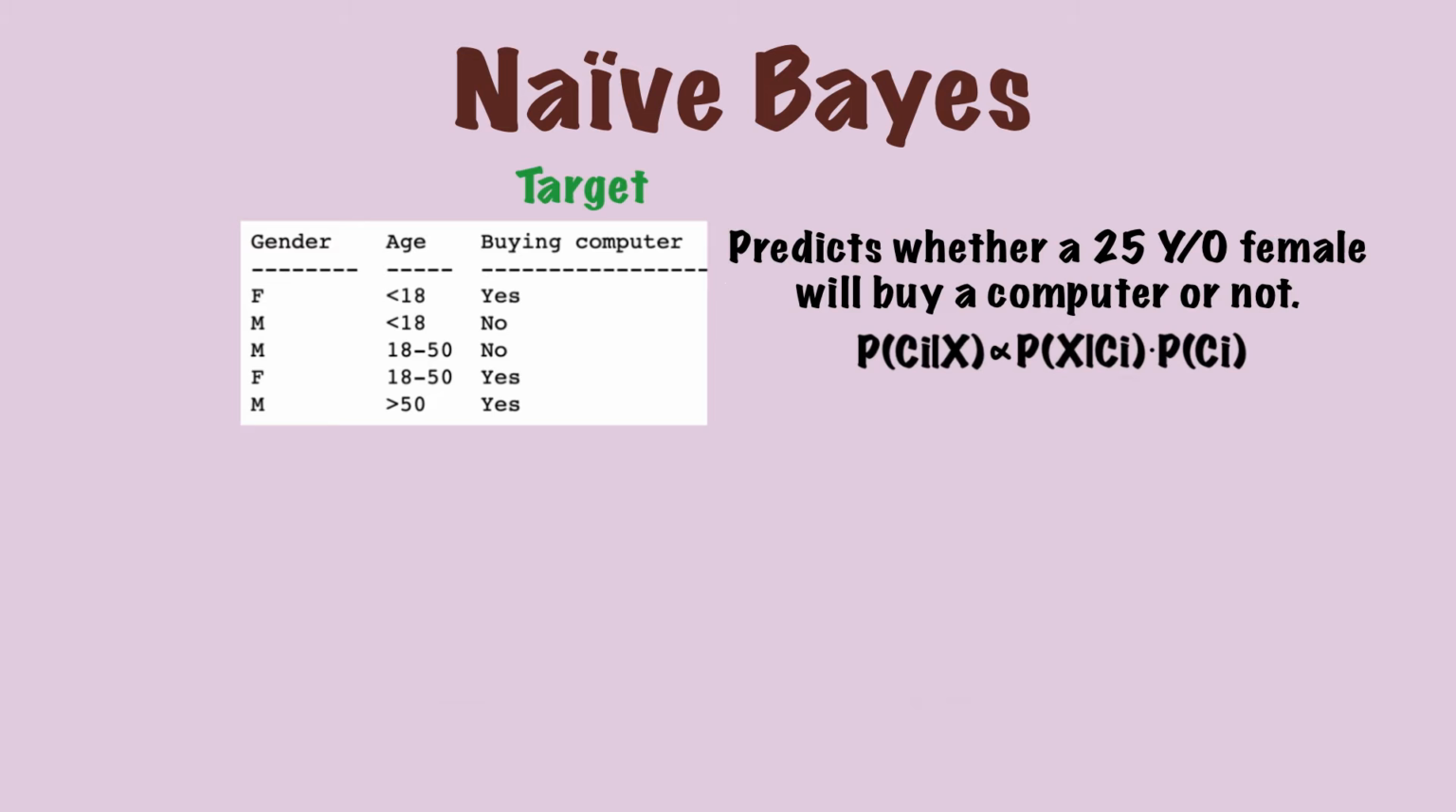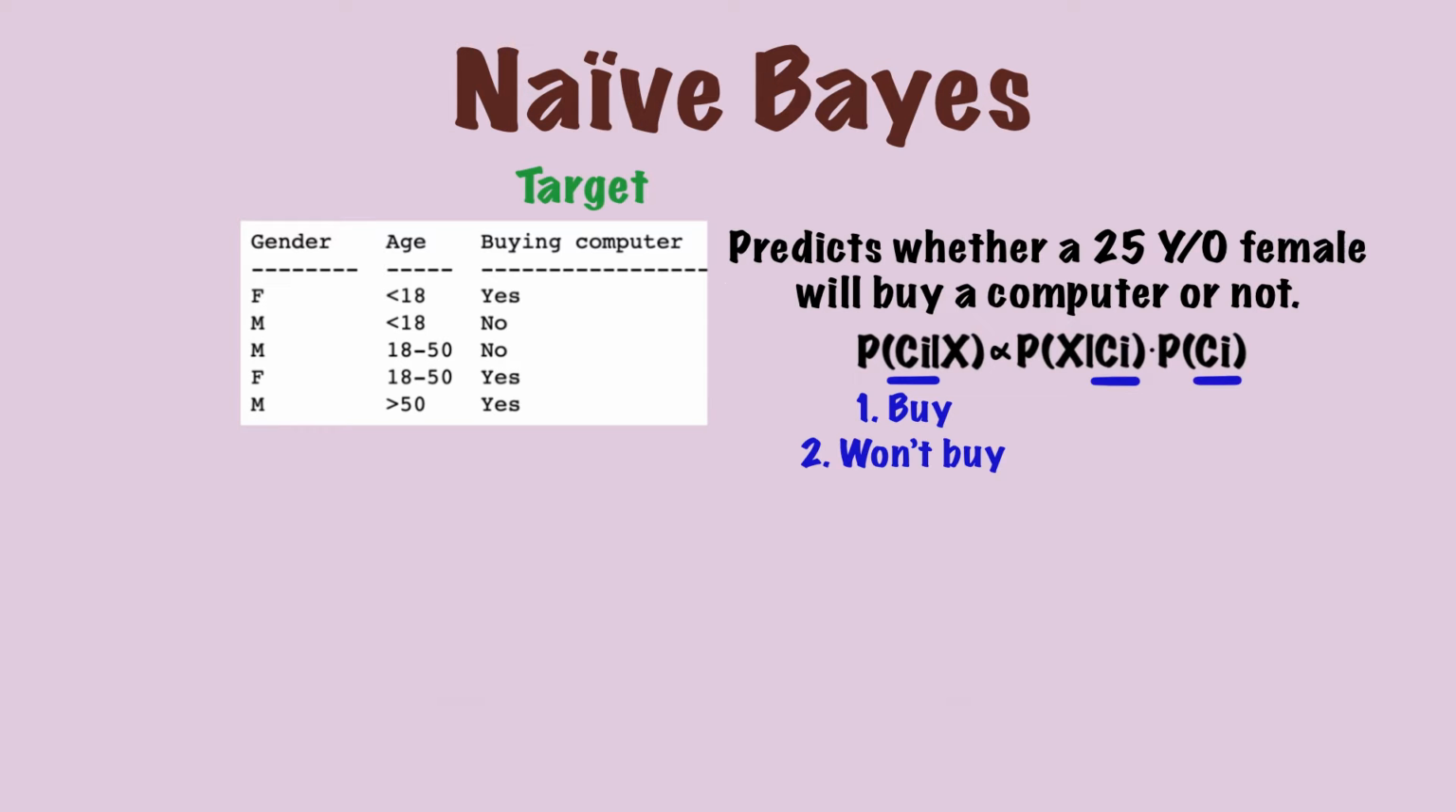Say, we have this database with attributes gender, age, and buying computer. Buying computer is the target attribute, so the goal is to predict whether a person will buy a computer or not. Specifically, we want to know if a 25-year-old female is going to buy a computer, and we'll use naive Bayes to make a prediction.